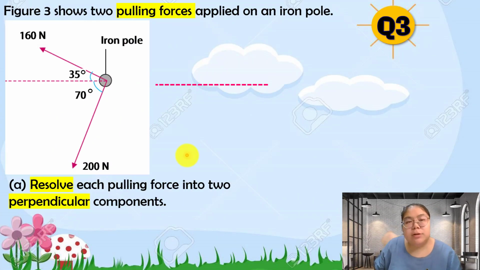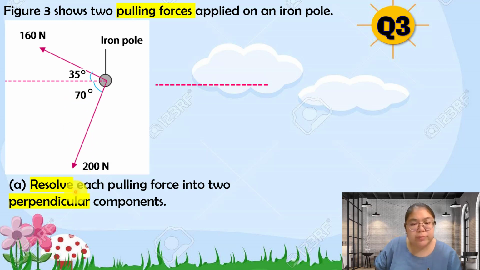Okay, then we go to question number 3. Question number 3, they are pulling a force applied on the iron pole. Now you can see the iron pole is pulled by two forces. One is 160 Newton, another one is 200 Newton. With what angle? For the 160 Newton, there's 35 degrees. For the 200 Newton, there's 70 degrees.